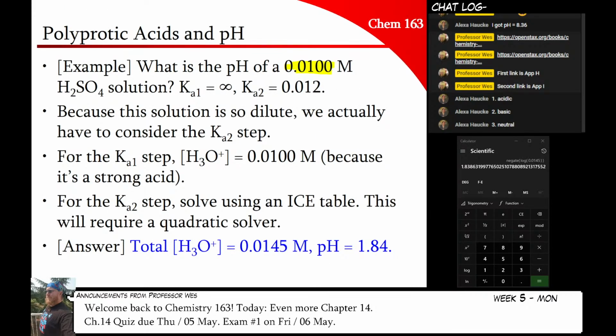All right, so why did we have to go through all that again? Because my Ka2 was pretty big here. So I knew that X was not small. And also, my solution is fairly dilute. 10 to the minus 2 is not a huge concentration, especially compared to Ka2.